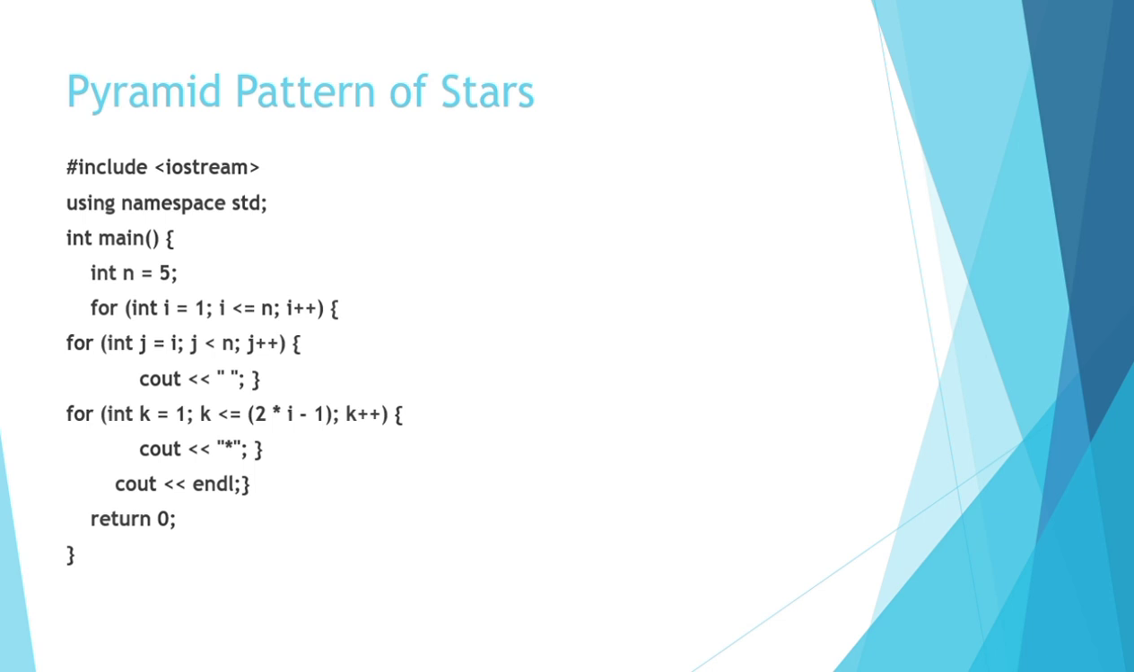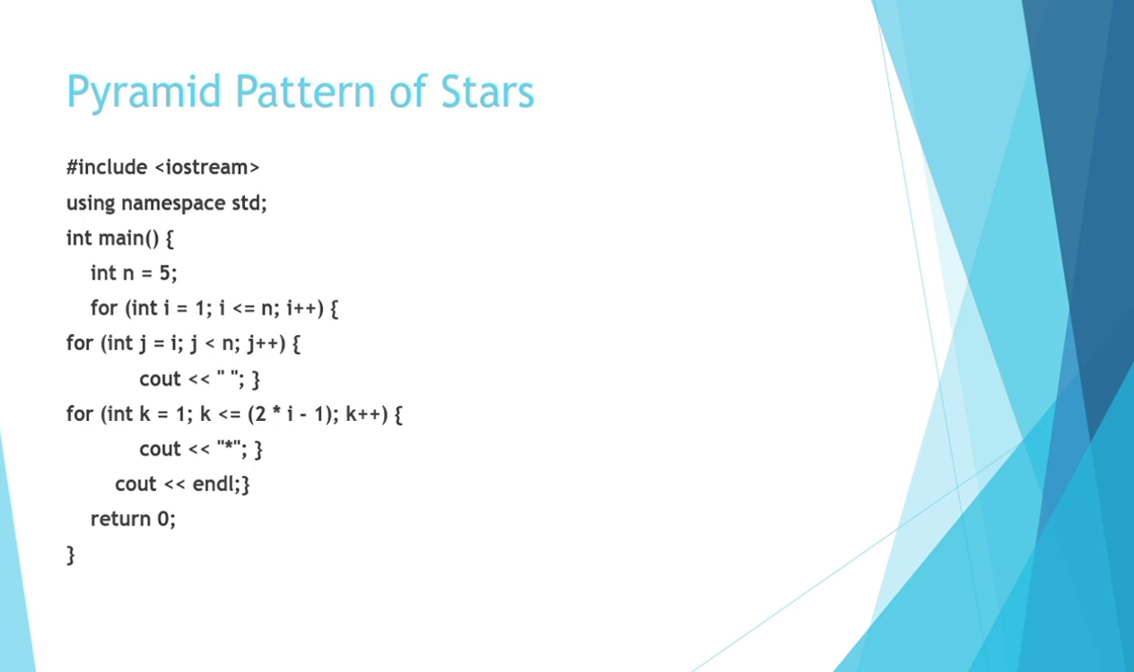First inner loop, spaces. j runs from 1 to 4, i equals 1, n equals 5, so 4 spaces are printed. Second inner loop, stars. k runs from 1 to 1, 2 times 1 minus 1, so 1 star is printed. Second iteration, i equals 2.